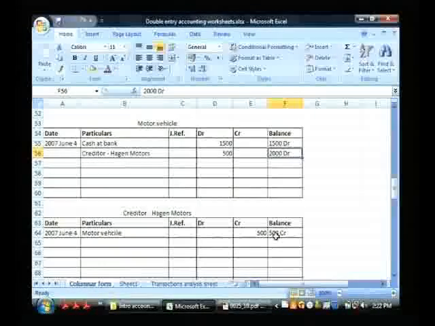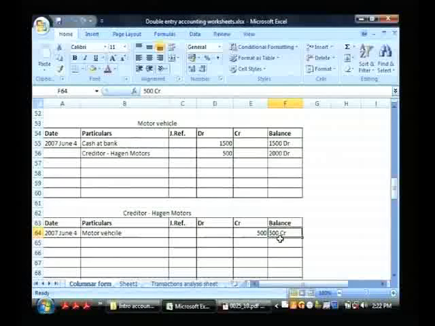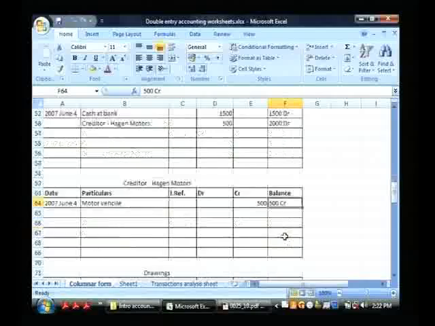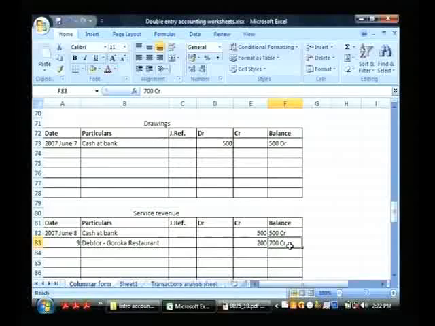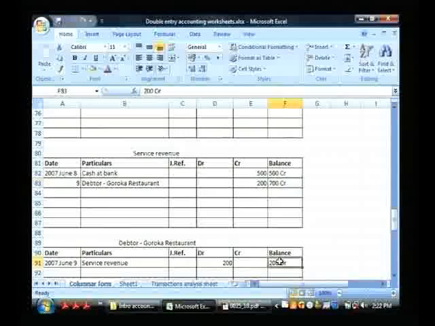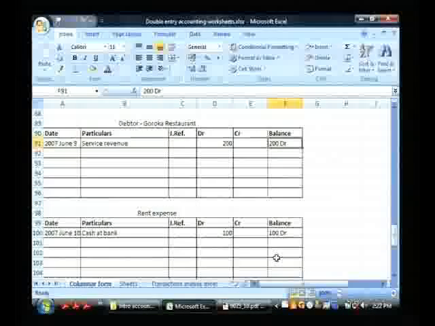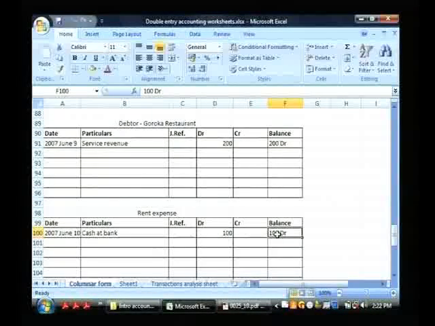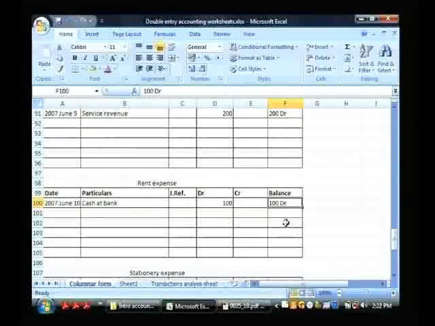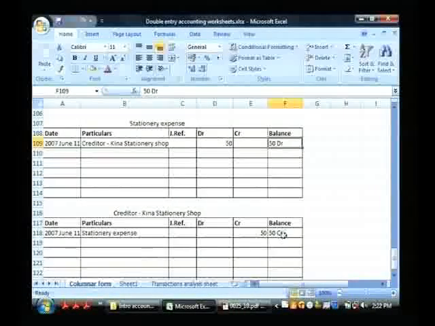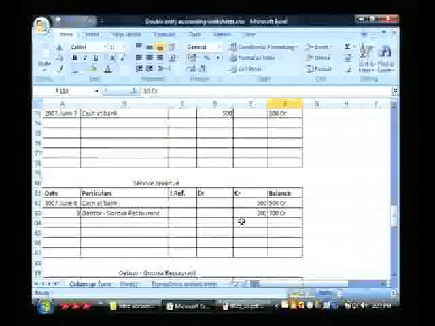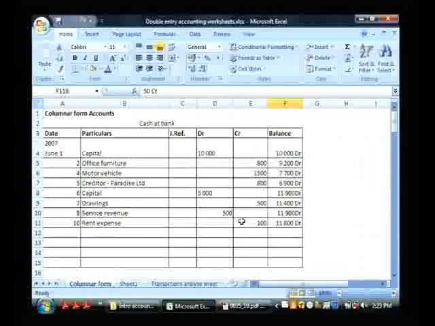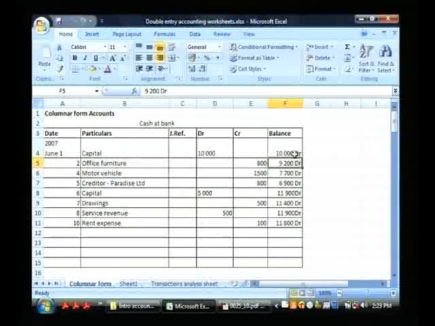Motor vehicle 2,000 debit, Hagen Motors credit, drawings 500 debit, and here service revenue credit 700, 200 Goruka restaurant debit in your trial balance, rent expense account 100 Kina, stationery expense 50, and Kina stationery shop 50 Kina credit. Okay, this is easy, right? If you know the principles, I think this is the easiest format, but you have to indicate the correct balance.